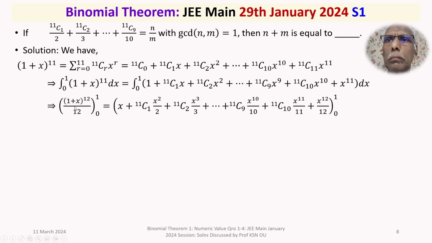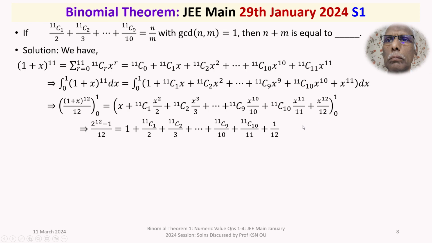So for the left hand side, 1 plus 1, that is 2 to the power of 12, minus 1 plus 0, 1. 1 to the power of 12 is 1. So we'll get (2 to the power of 12 minus 1) by 12 is equal to x between 0 to 1, is 1 only. This is 11c1 by 2 plus 11c2 by 3 plus ... 11c9 by 10, 11c10 by 11 plus 1 by 12. Agreed.